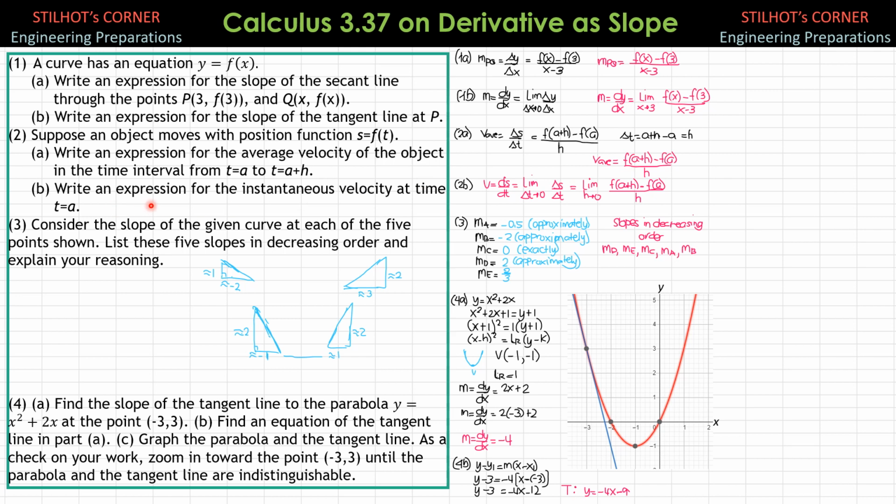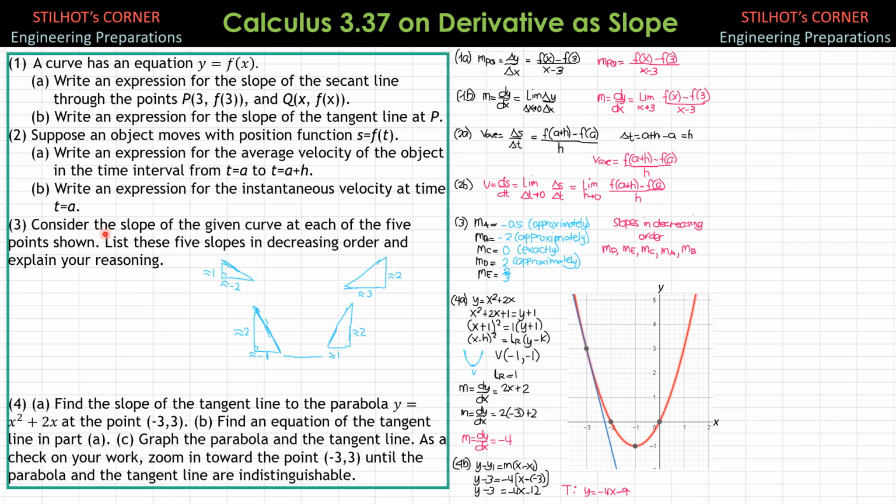So average velocity therefore is f of quantity a plus h minus f of a over h. Then part b, write an expression for the instantaneous velocity at time t equals a. That's the limit of the average velocity as delta t approaches 0. When delta t approaches 0, h approaches 0 also. So v equals ds/dt, the limit of delta s over delta t as delta t approaches 0, and since delta t is h, that is when h approaches 0 also. So limit as h approaches 0 of f of quantity a plus h minus f of a over h.